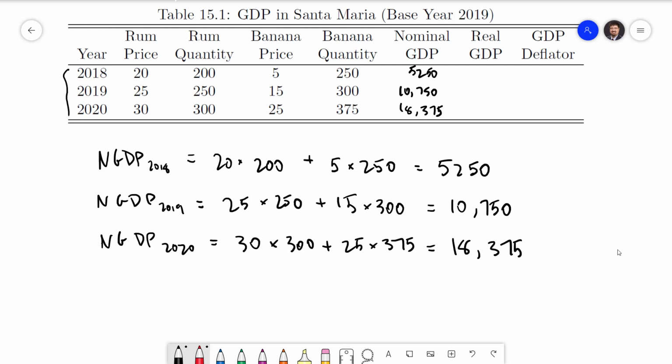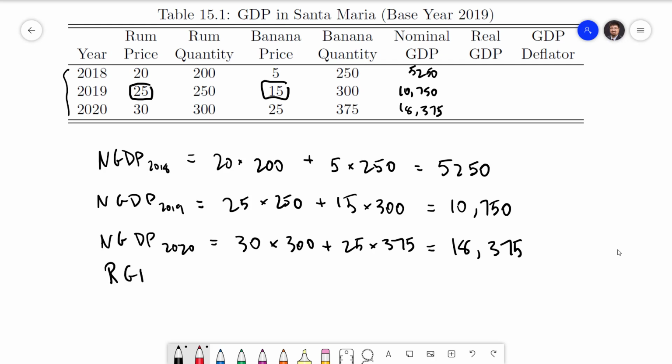In order to do that, we need to decide on a base year, and we're going to use the prices from that base year in all of the years. The choice of the base year is arbitrary, and I'm going to pick 2019. So we're going to use the 2019 prices of 25 for rum and 15 for bananas, keep those constant, and then just change the quantities from year to year.